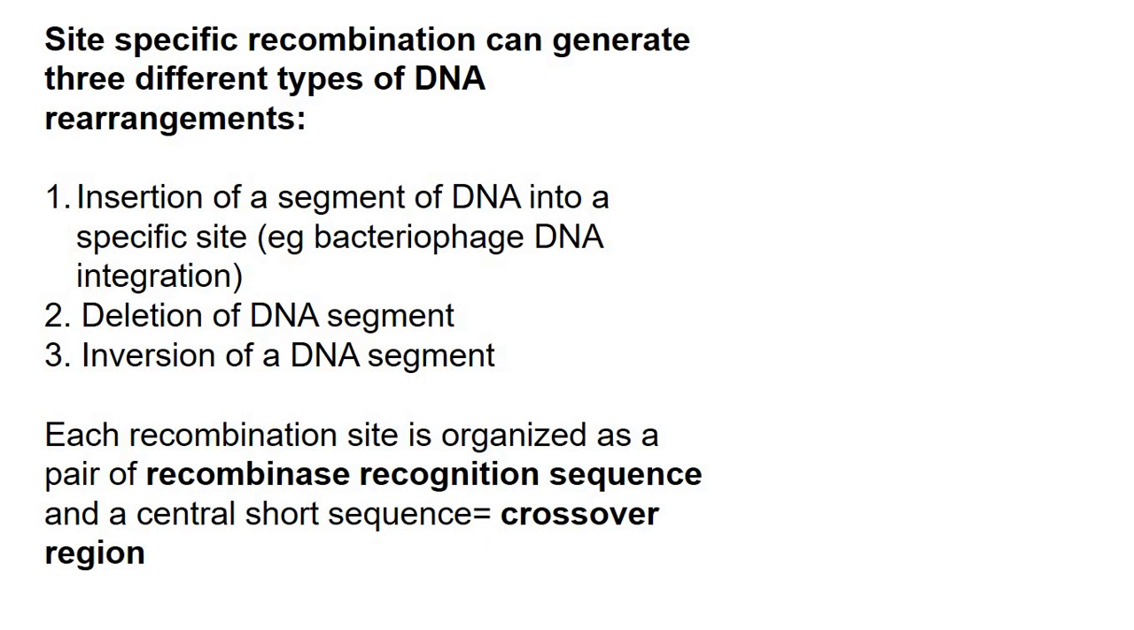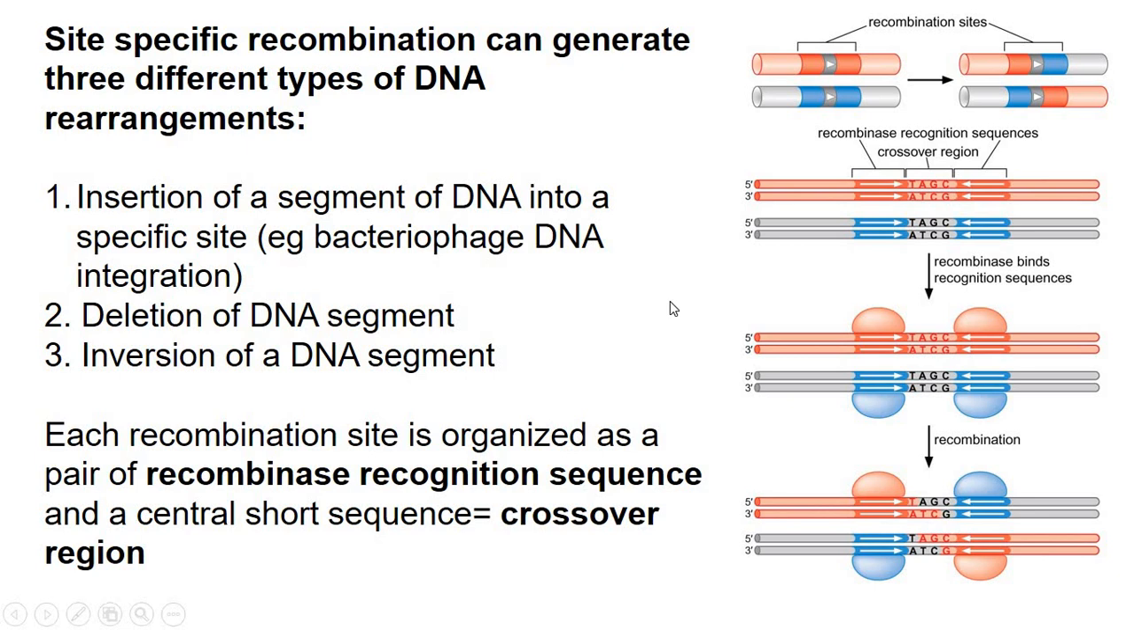Each of these recombination sites are organized as a pair of recombinase recognition sequences, as I mentioned earlier. Could be 13 to 20 base pair sequence long, and there's a central short sequence that these recombination recognition sequences flank, called the crossover region, which is usually smaller, around 4 to 8 base pair. So here, this is a good example of these recombination sites and crossover site. These two are the recombination sites, and this is the crossover site. That's where the recombination occurs.